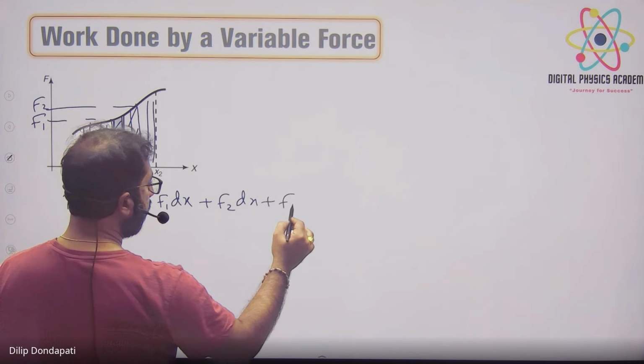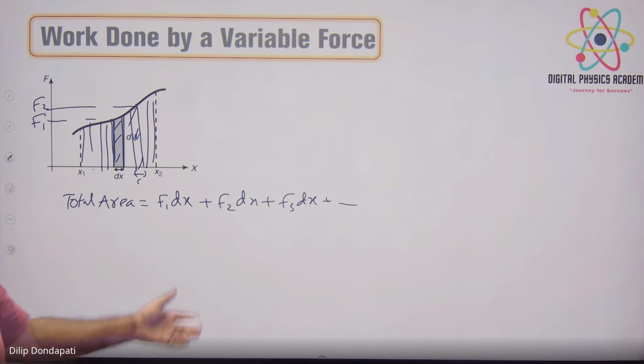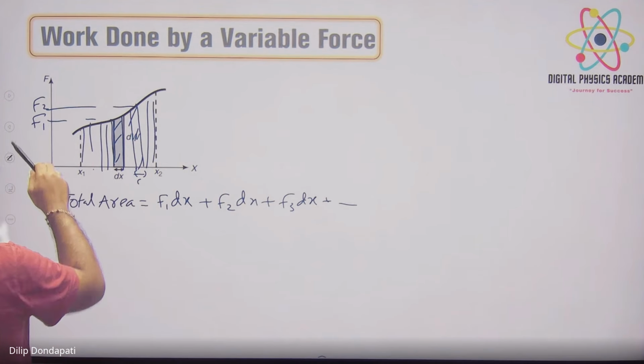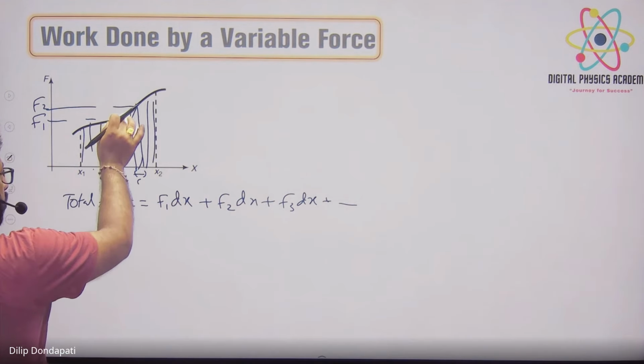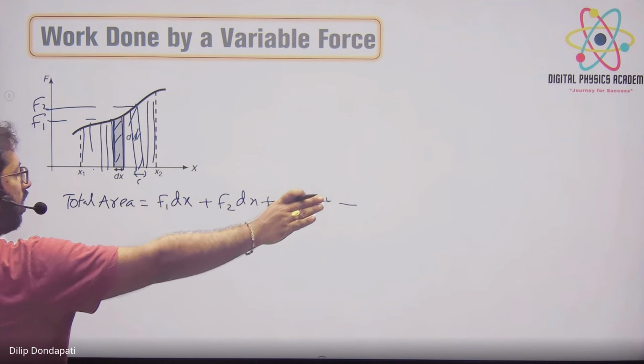plus f3 dx plus 1. So what do we call that? It is called integration. So indirectly, this f into dx is nothing but work done, right? If I take a small strip, we get a small work done. So if I take the total area, we'll get the total work done.